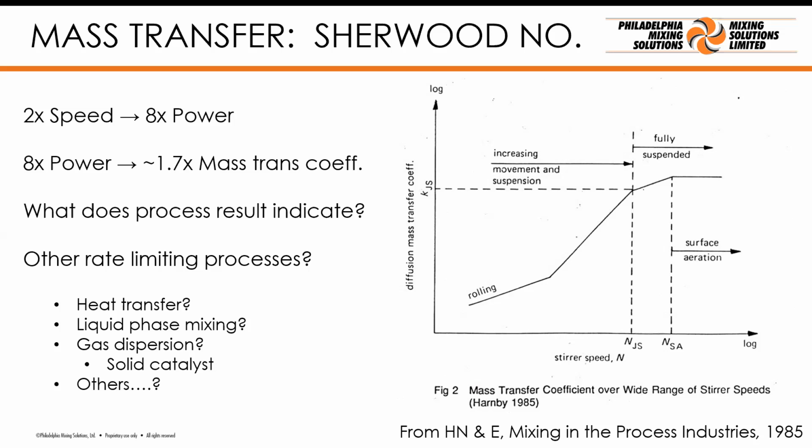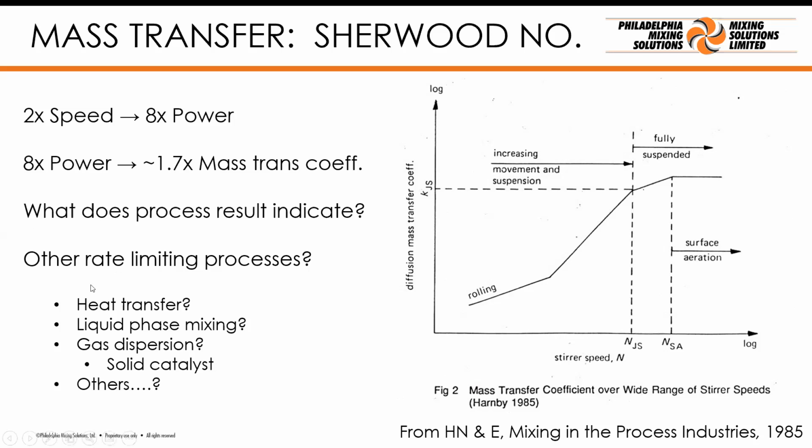So the KL, the mass transfer coefficient that we're looking at, is based on the diffusion through the film around the particle. And I'll actually say a bit more about this in a minute. But yes, we're not looking at the liquid phase mixing. We're assuming the liquid phase is well mixed, and the rate limiting step is diffusion through the film around the particle. Exactly.